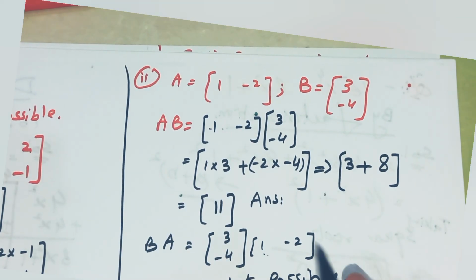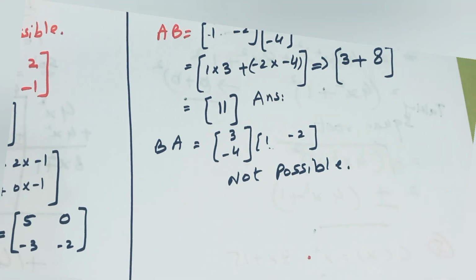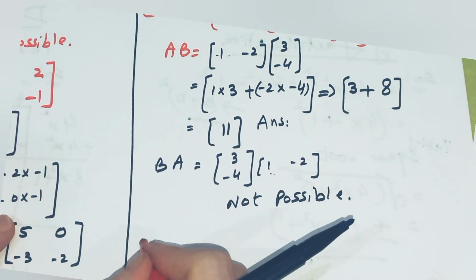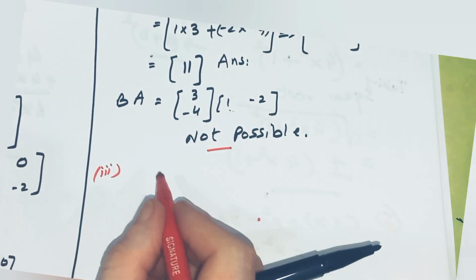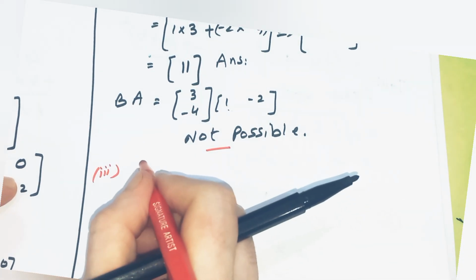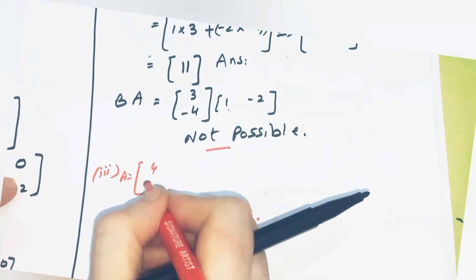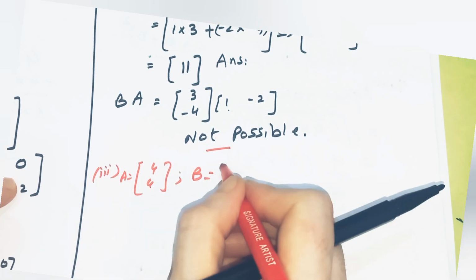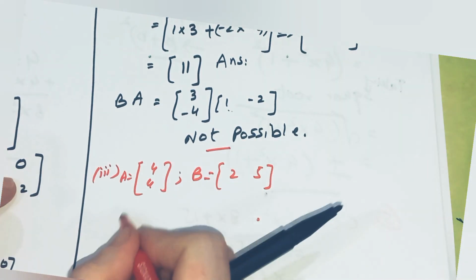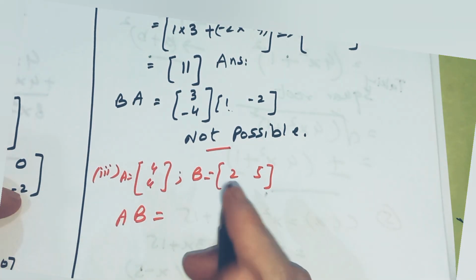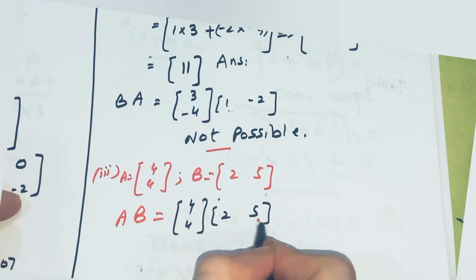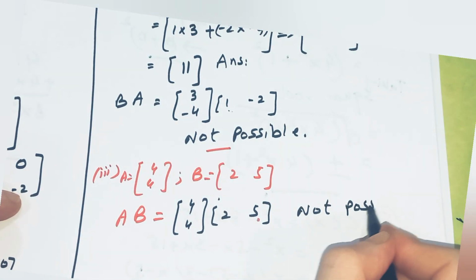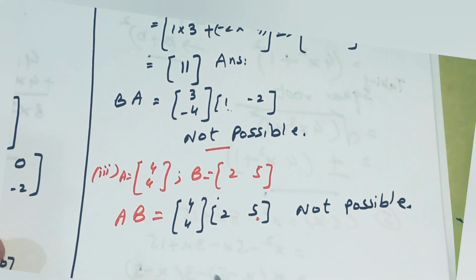You must have first column, so first matrix is the row and the second is the column. Now another matrix question, as you see here: A is 4 and 4, B is 2 and 5. Is AB possible? A matrix is 4 and 4, also a column matrix, so not possible. We must have first matrix as a row and the second as the column.